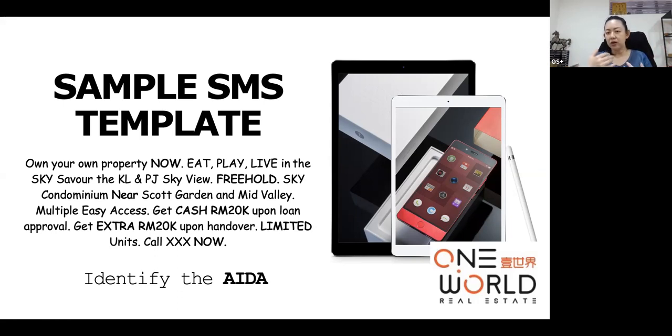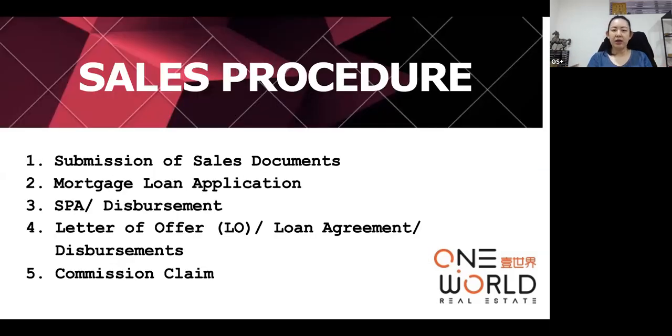All right, so you need to actually identify the IDA. Okay, so after everything is done already, then your customer likes the property and everything. So sales process is important. Always walk through the sales process with the customer. Don't assume that your customer knows. Okay, you need to tell them.